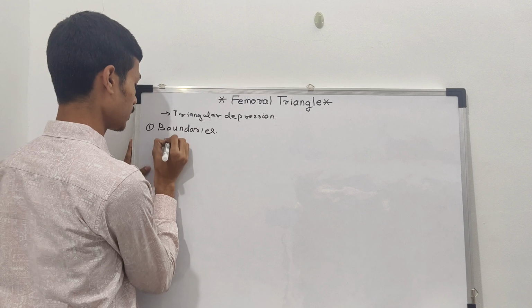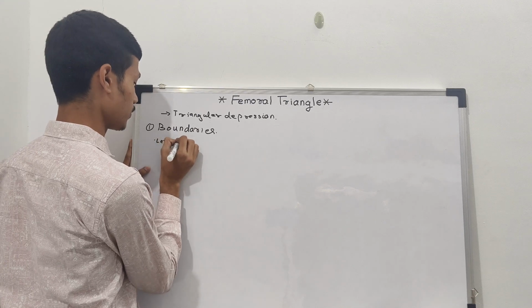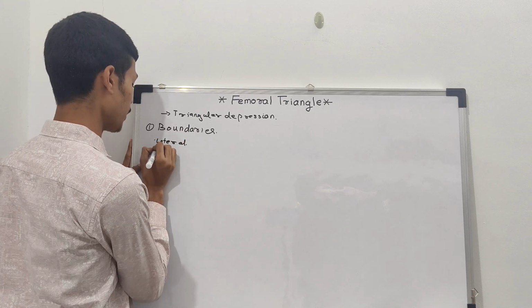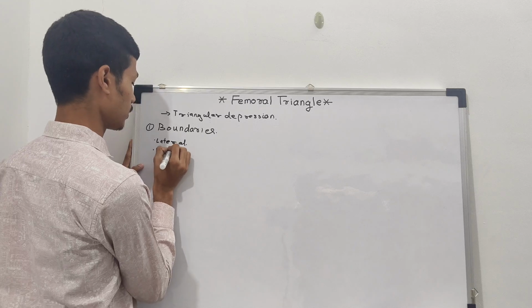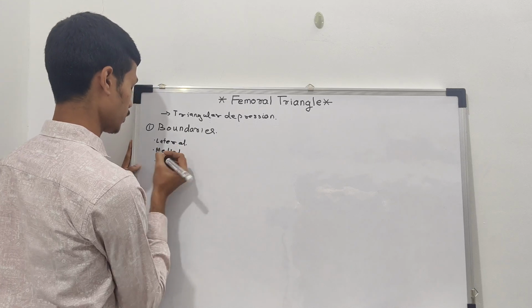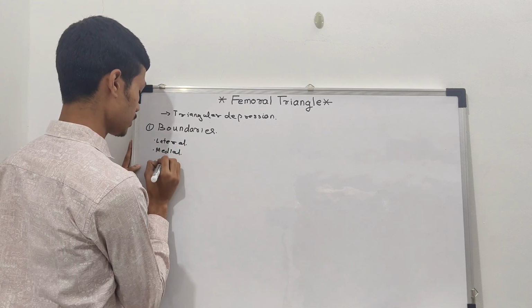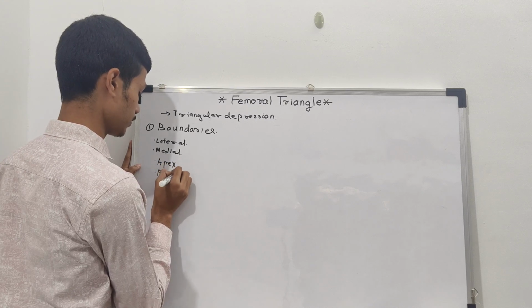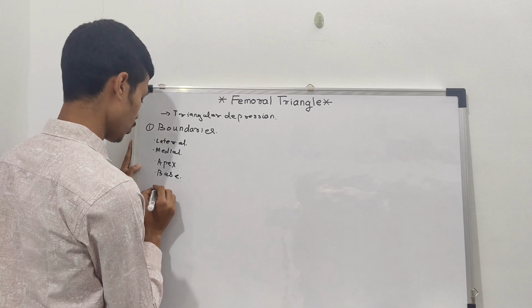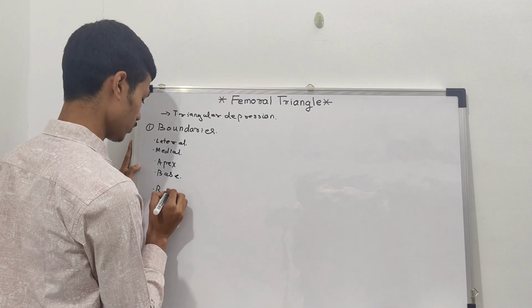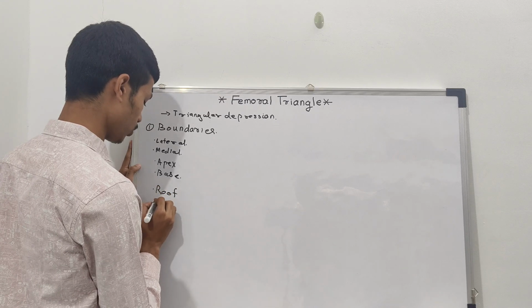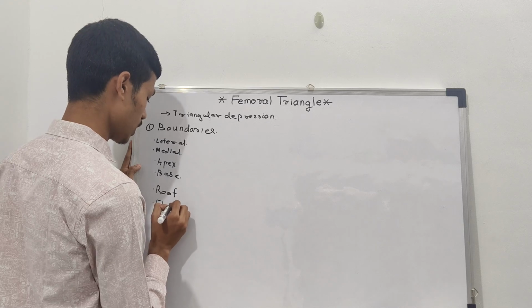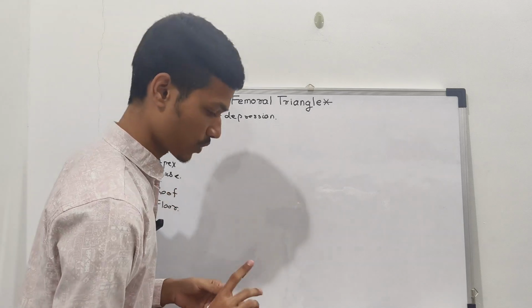Lateral boundary, medial boundary, apex, base, roof, and the floor. So these are the components in which we are going to discuss the boundaries.